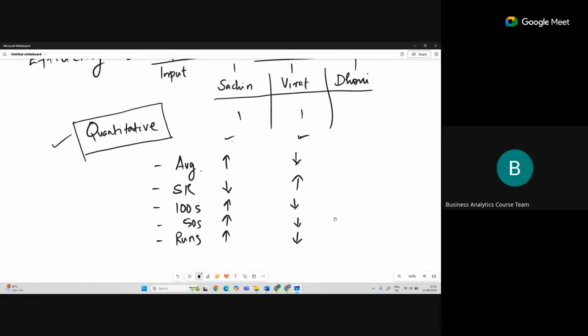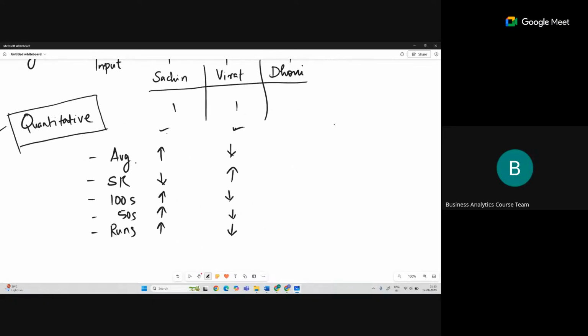For this, we solve a DEA problem for Sachin. First, we will solve a DEA problem where Sachin will try to maximize his own efficiency. How will he maximize his efficiency? By choosing the correct weights.